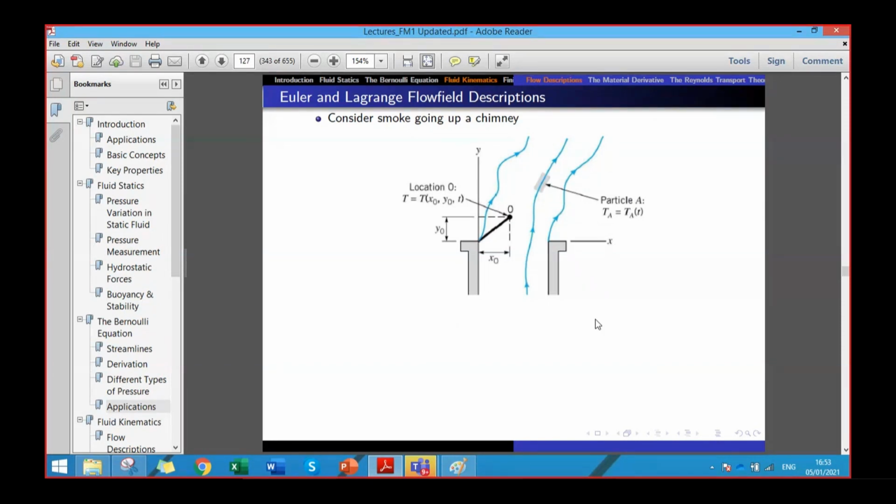And the Lagrange approach can be, you tag a particle in the smoke, and you let it travel from the bottom of the chimney to the top of the chimney and then into the atmosphere, and you install a sensor on that particle and you measure, okay, with location and with time the temperature is changing like this.